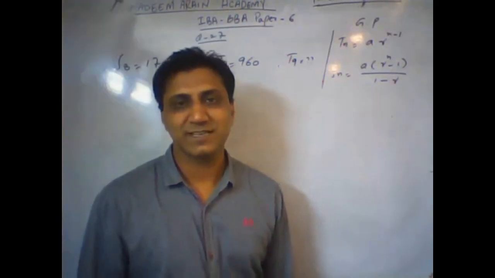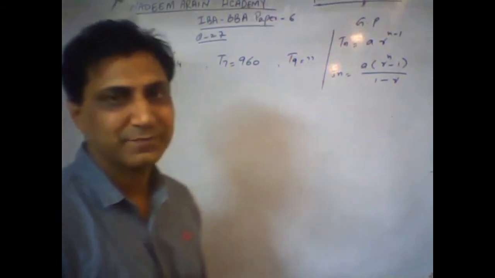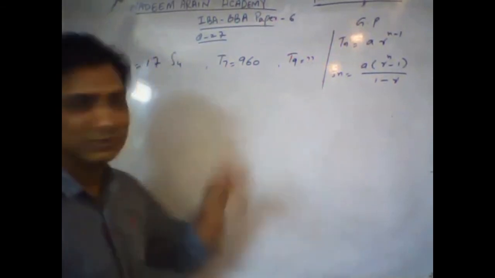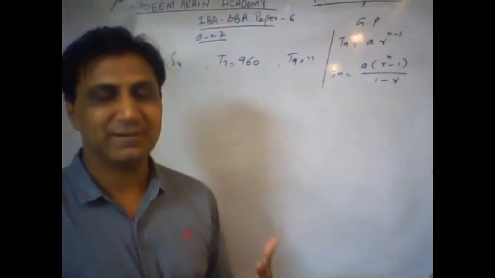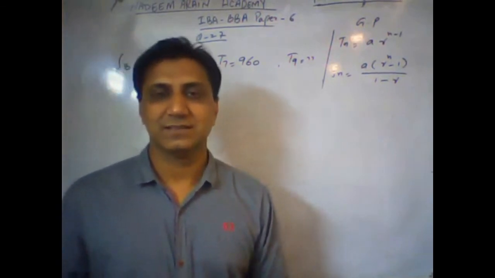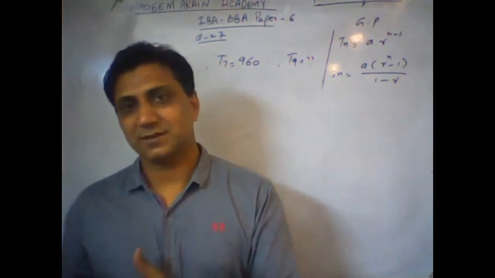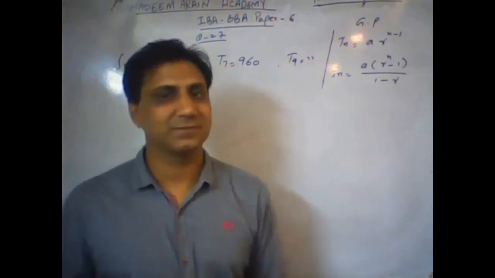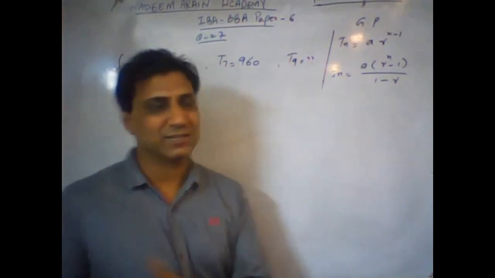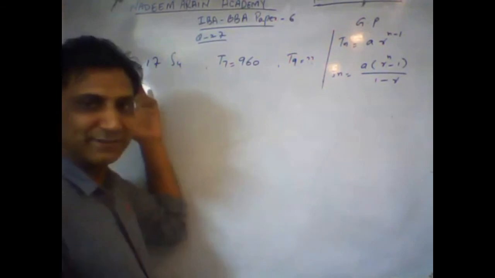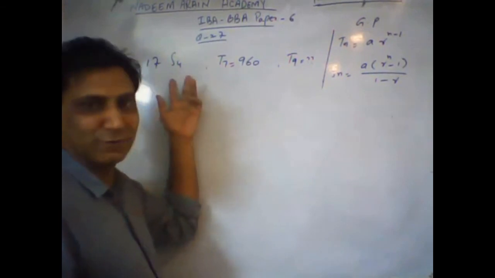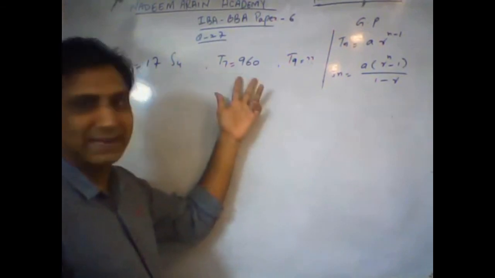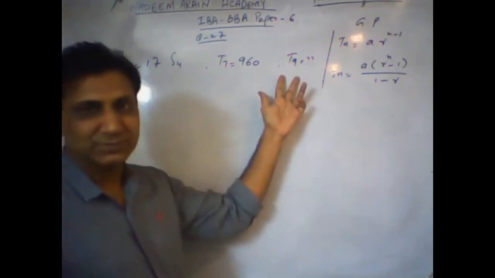Hello students, question number 27 from past paper 6 of IPA. The question is regarding geometric progression, where every next term is the product of some number with the previous term. You multiply some number with the previous term and you get the next term. The sum of 8 terms is equal to 17 times the sum of 4 terms, the 7th term is 960, and find the 9th term.